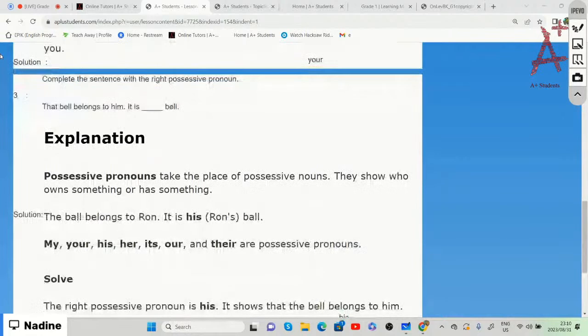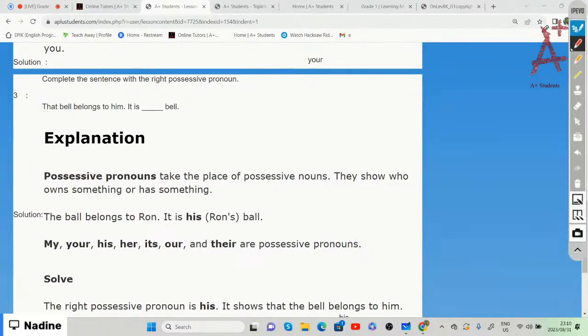And then that belt belongs to him. So if that belt belongs to him, then we can say it is his belt. So the belt belongs to him, so we say it is his belt. Right? Anything that belongs to him is his. Anything that belongs to her is hers. Right?